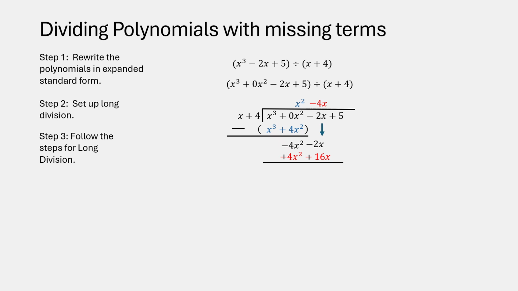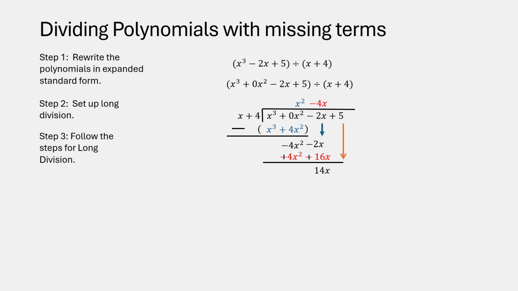So first terms cancel out. We know the minus 4x squared and the plus 4x squared, that's gone. Then you got a minus 2x plus a 16x. Last I checked, that should be a 14x. And is there anything else? Is that a remainder? Are we done? So no, that's not our remainder. We still have more to do. There's a plus 5, so let's drop that down. So we have a 14x plus 5.